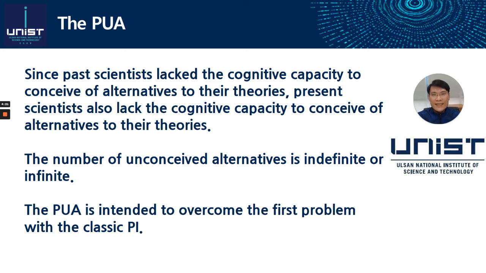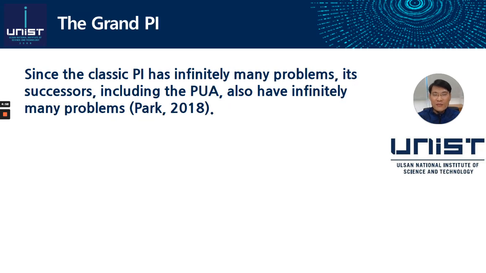The problem of unconceived alternatives states that since past scientists lack the cognitive capacity to conceive of alternatives to their theories, current scientists also lack the cognitive capacity to conceive of alternatives to their theories. The problem of unconceived alternatives is a successor to the classic pessimistic induction. After all, it is intended to overcome the first objection to the classic pessimistic induction, namely, current theories are more successful than past theories. In response to the problem of unconceived alternatives, I construct what I call the grand pessimistic induction.